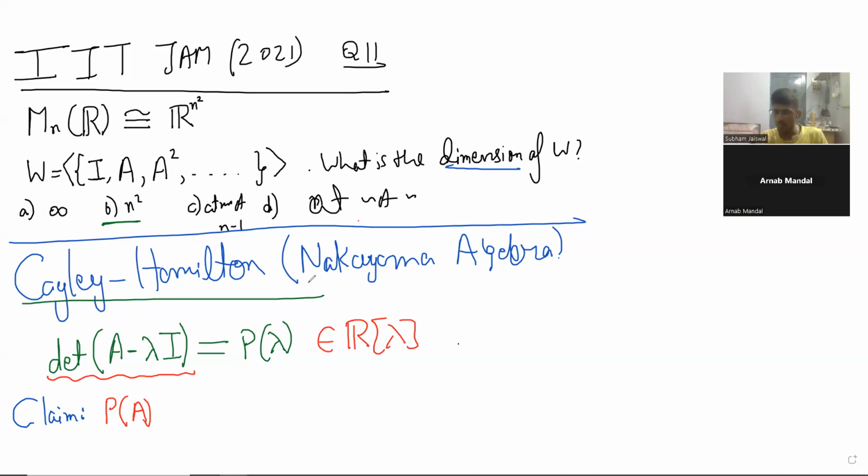Okay? I mean, it is self-understood, but I'm still explaining. So you just put A in place of lambda. That is all. So what does the Cayley-Hamilton theorem claim? The Cayley-Hamilton theorem is claiming that this is equal to 0. It is not so easy to prove maybe that this is equal to 0.